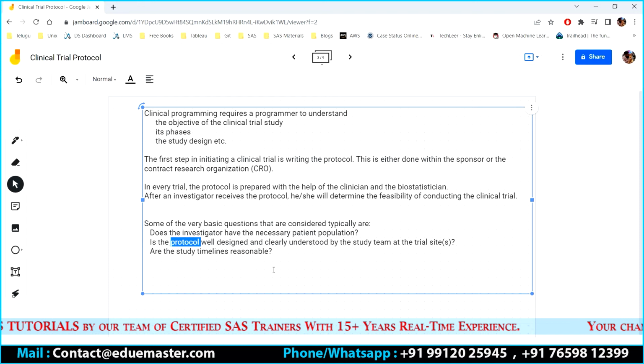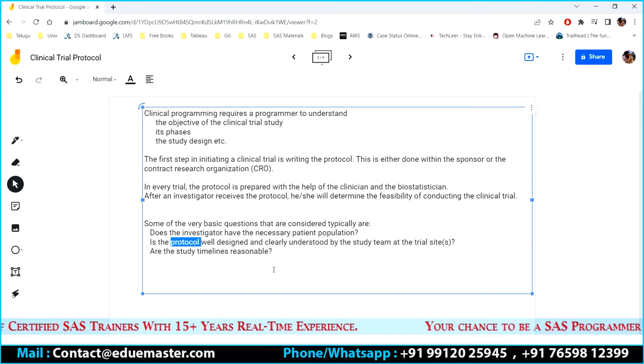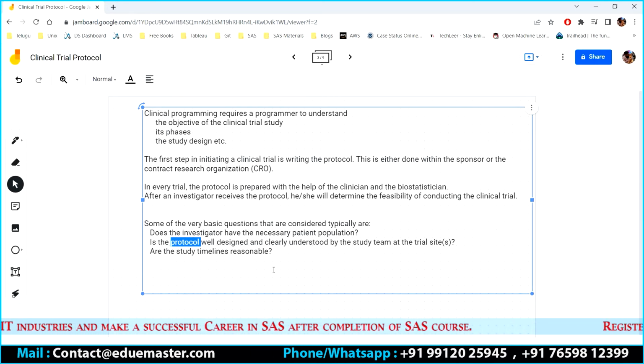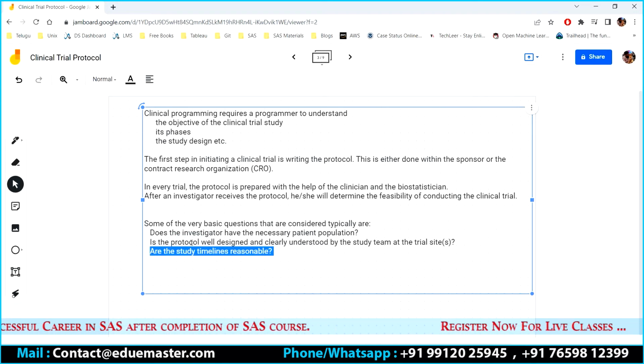Even though the protocol is good, if I don't have enough people who can support it, can I take care of that particular one? Not possible, right? Because I need to have a clear and crisp understanding of the complete details present in the protocol. That is the reason we are also studying the protocol now. Okay? Then, are the study timelines reasonable?